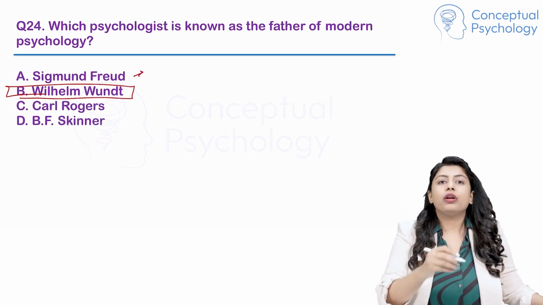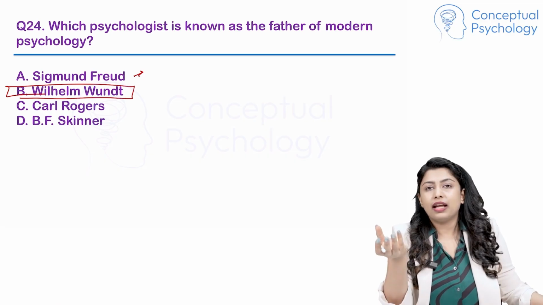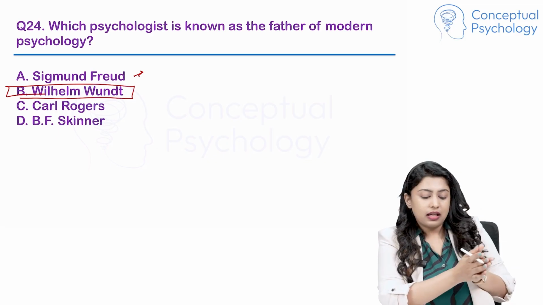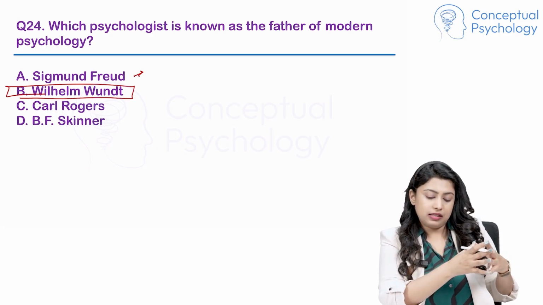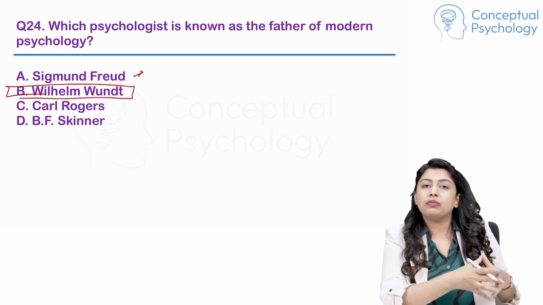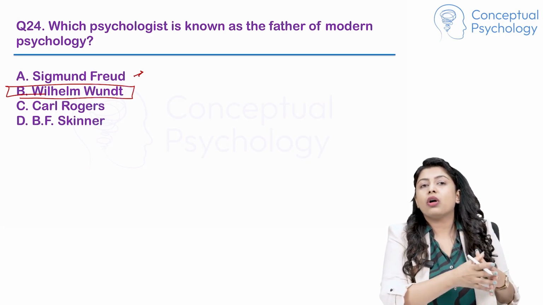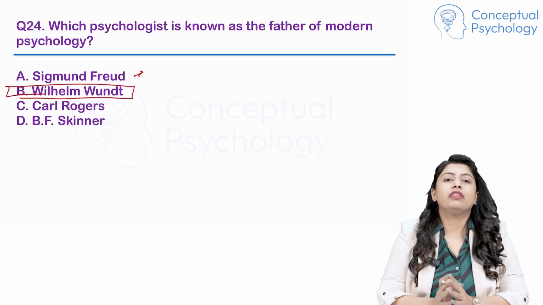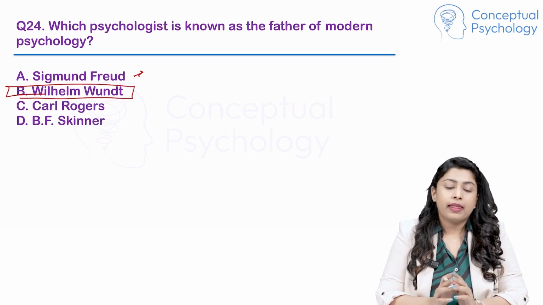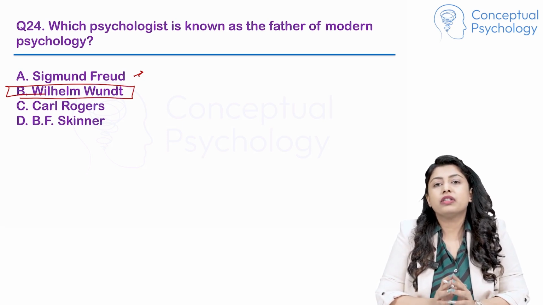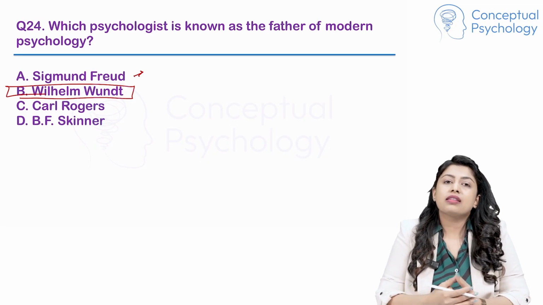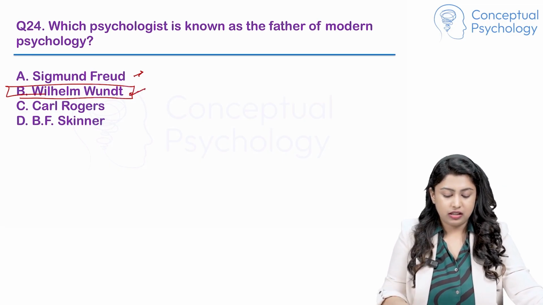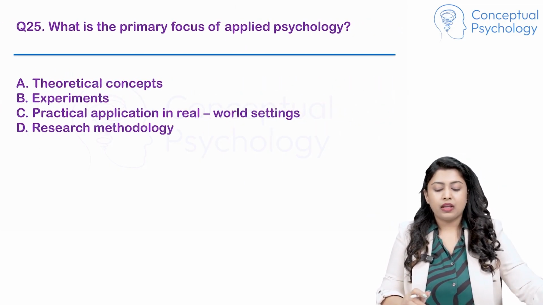Now, Sigmund Freud, what did he do? He founded psychoanalysis, but came after Wundt's establishment of psychology as a science. Carl Rogers, his name is important when you talk about humanistic psychologists, but he's not the founder of the field. B.F. Skinner, so important behaviorist, but not the founder of psychology. Hence, Wundt established the first psychological laboratory, which marks psychology's birth as an independent scientific field. Hence, B is the correct answer.